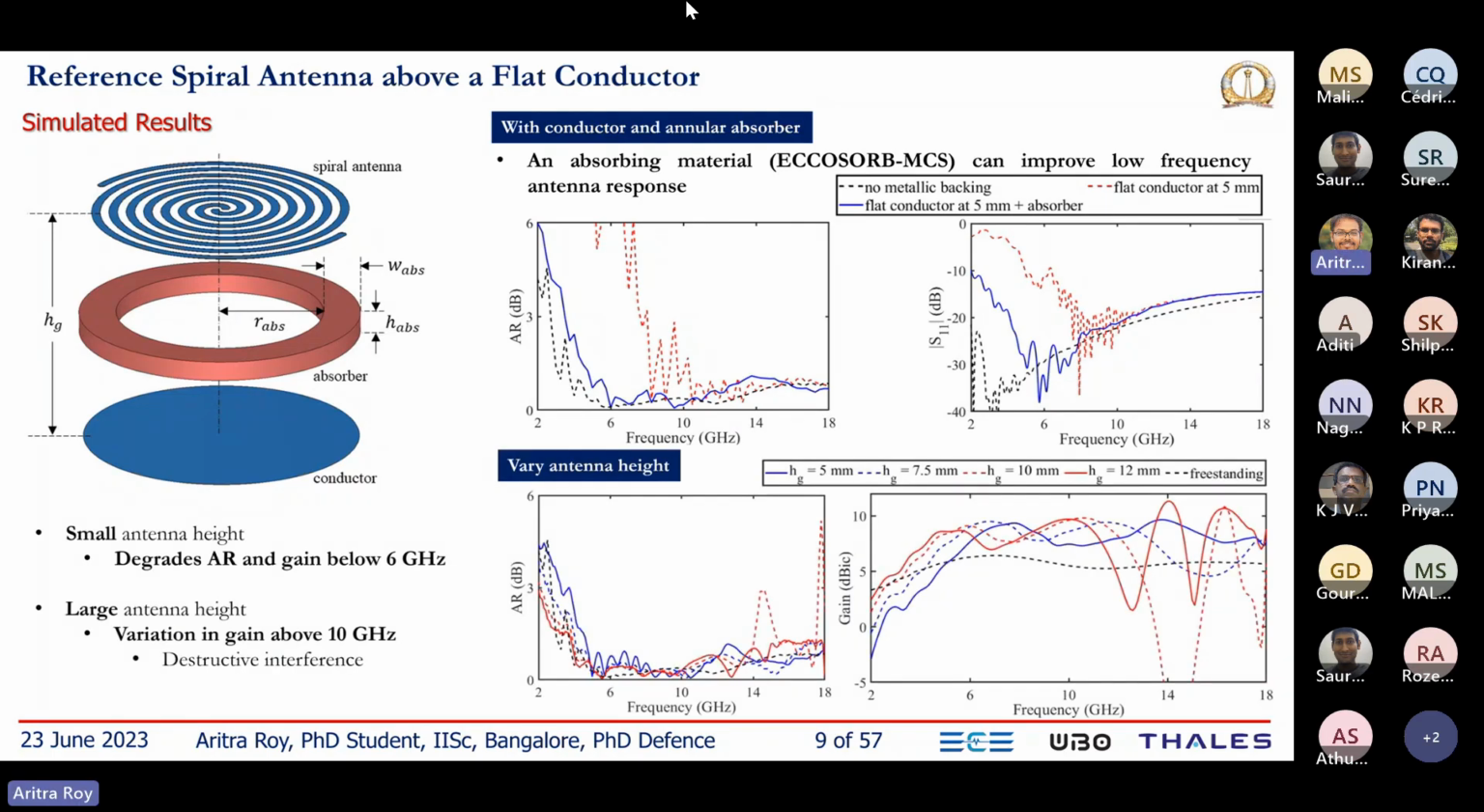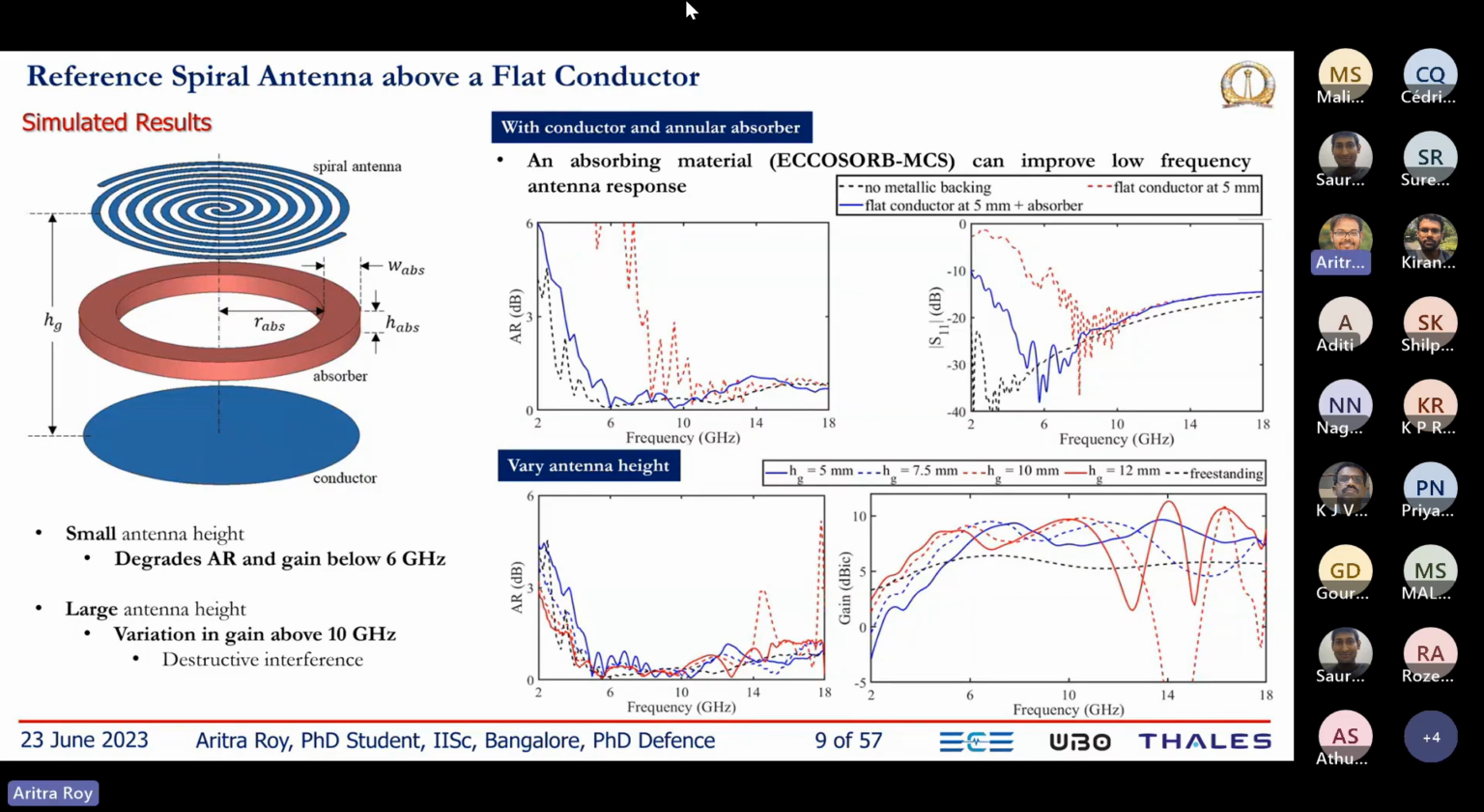In the next investigation, we varied the height of the antenna above a flat metallic plane. Now let us look into this picture closely. If we look into the axial ratio response, we don't see much effect of height variation between 6 to 18 gigahertz. But between 2 to 6 gigahertz, if we increase the antenna height, the axial ratio at 2 gigahertz improves. Similarly, in the gain, between 2 to 6 gigahertz, if we increase the antenna height, the gain improves.